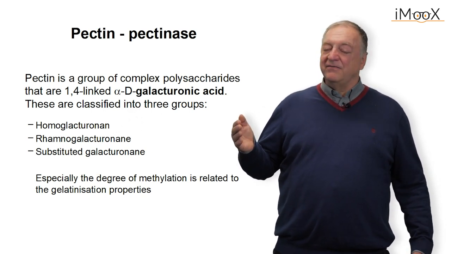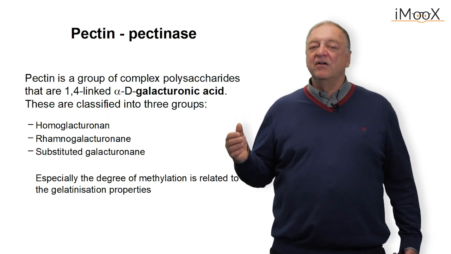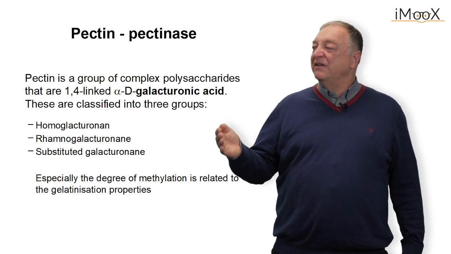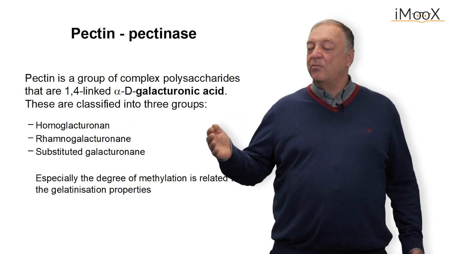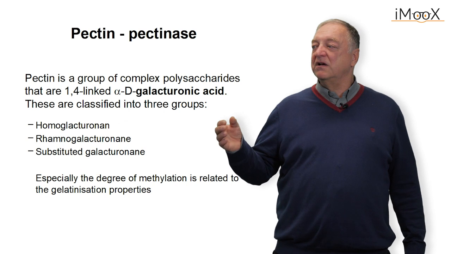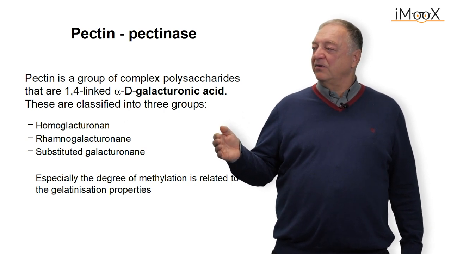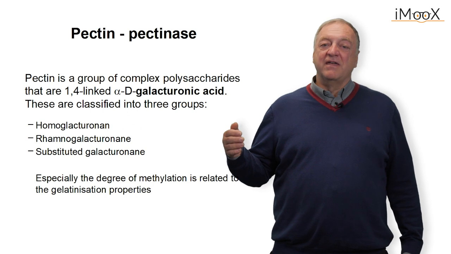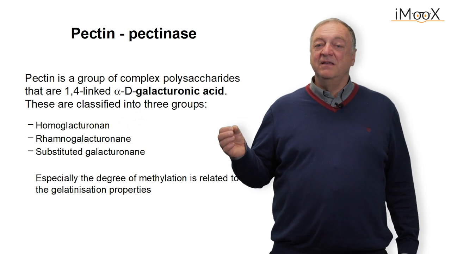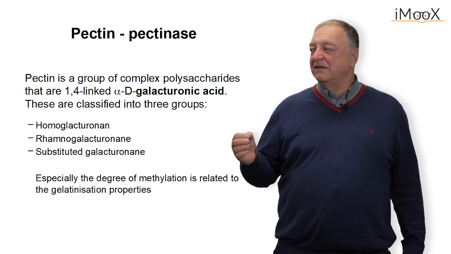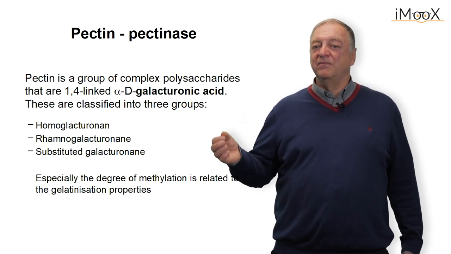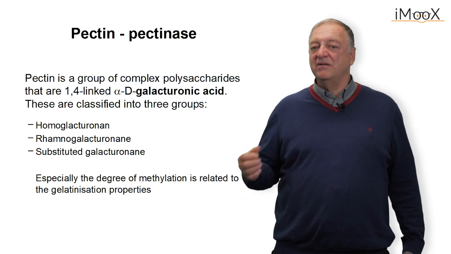Pectin is a very complex structure. It is a polymer of 1,4 alpha-linked galacturonic acid. If it is only galacturonic acid, we have the homogalacturonan. In the presence of other sugars, for example a deoxysugar, rhamnose, we have rhamnogalacturonan, and with arabinose, arabinogalacturonan. These galacturonans can be substituted; they can be esterified with methanol. Depending on the structure, we have different stabilities in different environments.